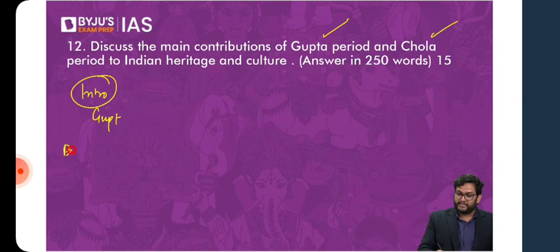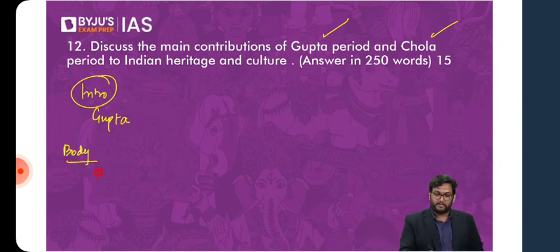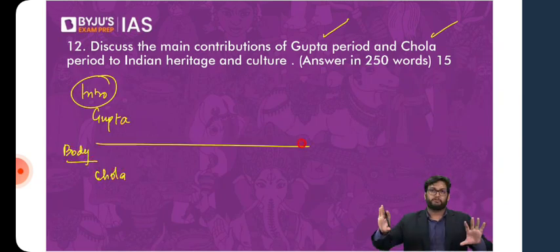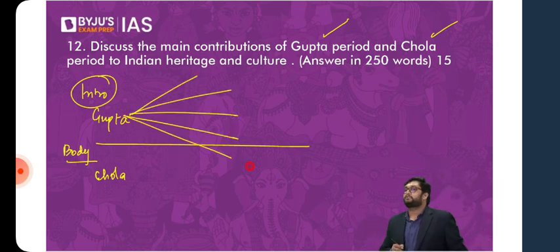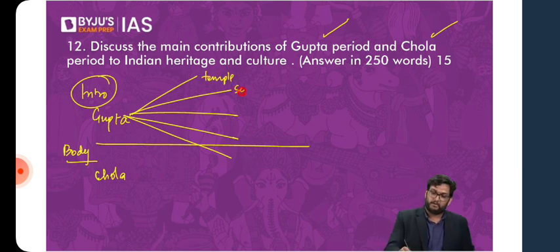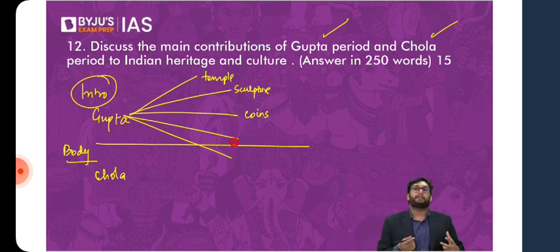In the first part, you don't make vertical divisions, make horizontal divisions. Gupta, where all have we discussed Gupta when it comes to cultural contribution? Temple, sculpture, coins. We've discussed how the Gupta period is where the amalgamation of all things comes through, and coins represent that. Same, yes, literature, very good.